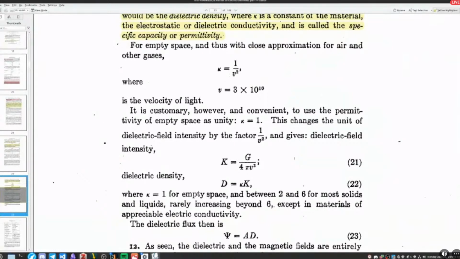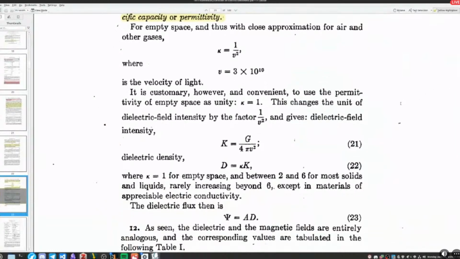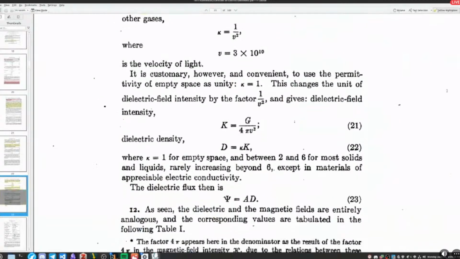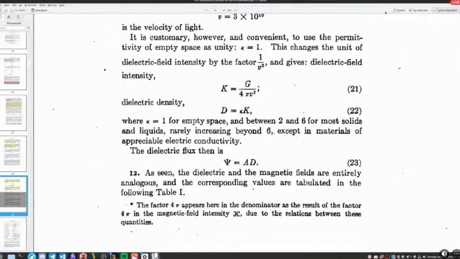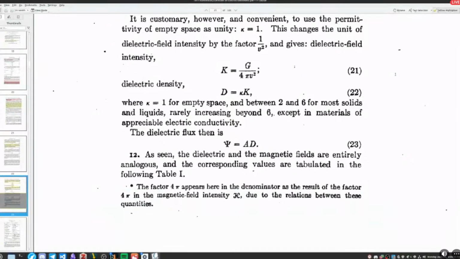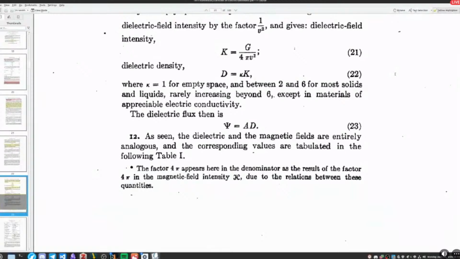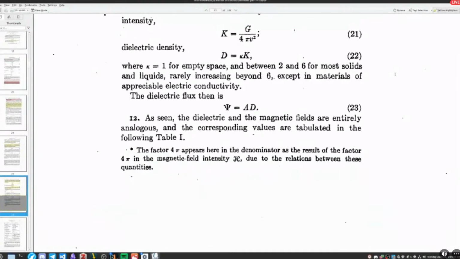Little k equals 1. This changes the unit of dielectric field intensity by the factor 1 over voltage squared and gives dielectric field intensity. Big K equals G over 4 pi times voltage squared, 21, and then dielectric density, D equals little k times K, 22, where little k equals 1 for empty space, and between 2 and 6 for most solids and liquids, rarely increasing beyond 6, except in materials of appreciable electric conductivity. The dielectric flux is psi equals AD.